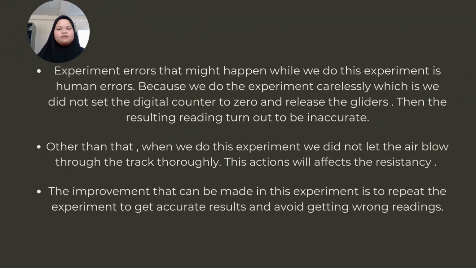Next, experiment errors that might happen while we do this experiment are human errors. Because we did the experiment carelessly, we did not set the digital counter to 0 before releasing the glider. Then the resulting reading turned out to be inaccurate. Other than that, we did not let the air blow through the track thoroughly. These actions will affect the resistance. Lastly, the improvement that can be made in this experiment is to repeat the experiment to get accurate results and avoid getting wrong readings.